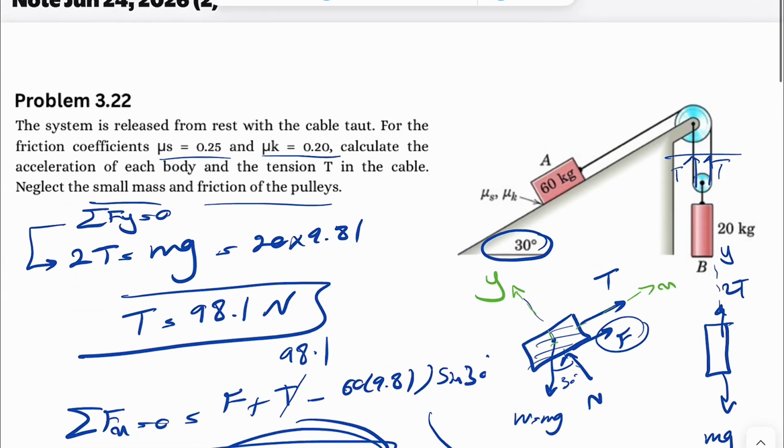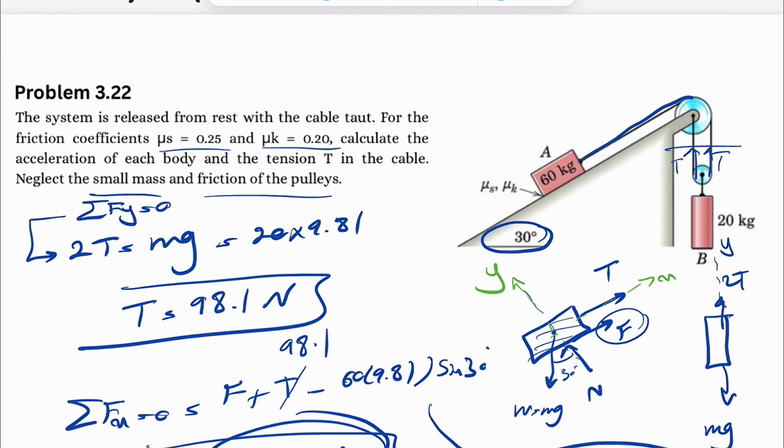So from the kinematics, we know because there is a single cable in here and two in here, the acceleration in here would be twice as, if you call this one A, this is going to be 2A.